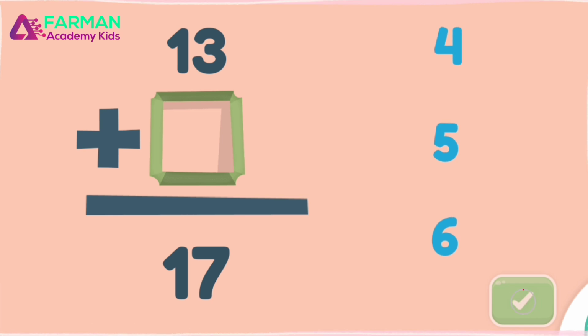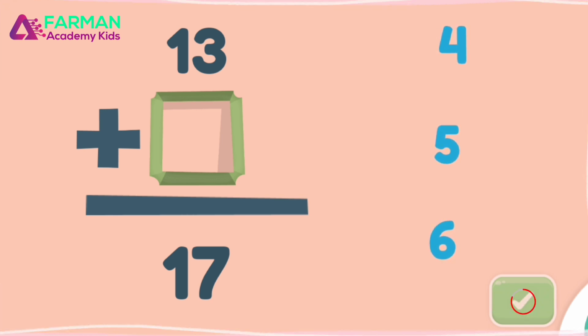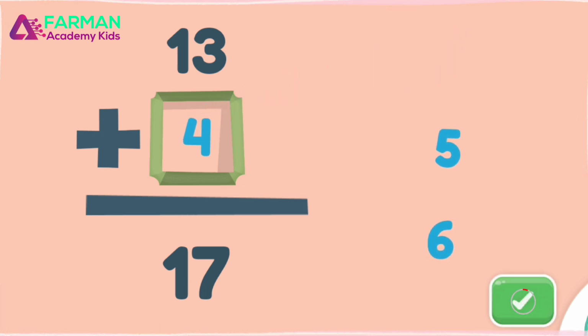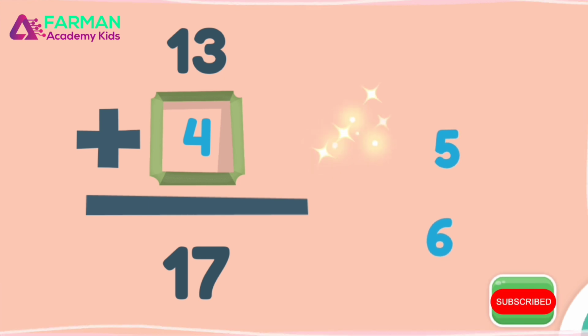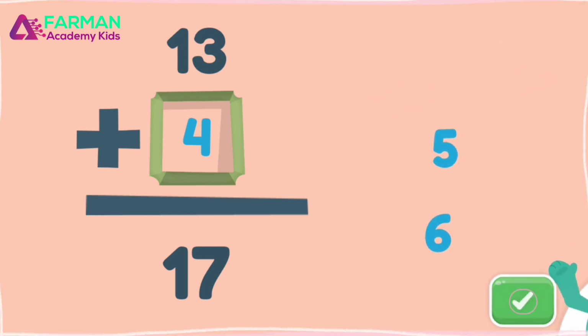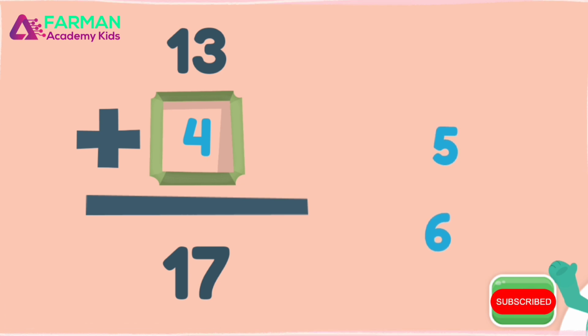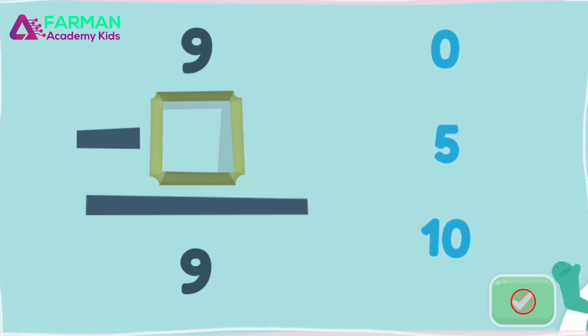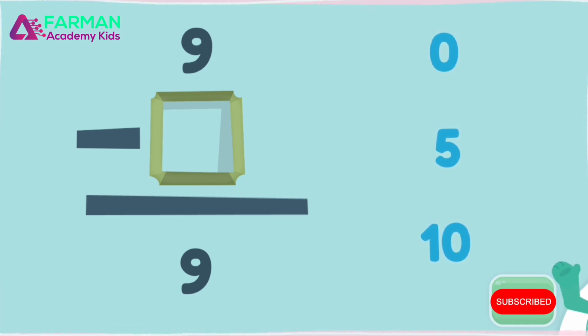Now let's subtract. 9 minus what equals 9? Super! 9 minus 0 is 9. What minus 7 equals 12? Try again. What minus 7 equals 12? Good thinking! 19 minus 7 equals 12.